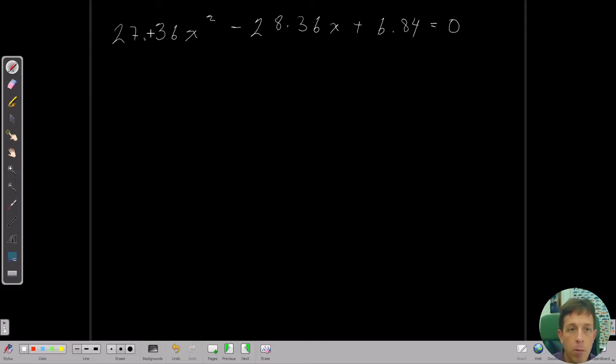So we can now rearrange this equation. With the x brought over to the other side, we now have 27.36x squared minus 28.36x, because we subtracted x, so we start with 27.36, and plus 6.84. Again, we want to rearrange this equation to the format of ax squared plus bx plus c equals 0. That's what we want to rearrange this equation to, so we have this right here, and now we can solve this as a quadratic.